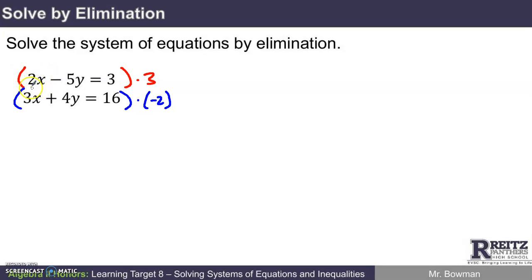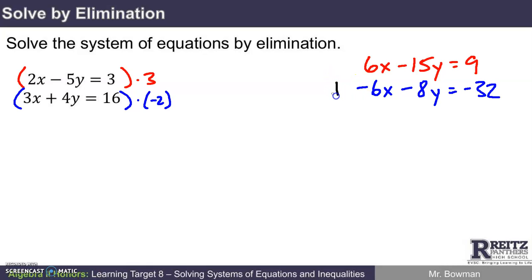That's going to give me 6x on top, and it's going to give me negative 6x on bottom. And I should be able to cancel those out. You could also have done this by doing negative 3 here and positive 2 here. I think you also could have gotten rid of the y's by multiplying the top equation by 4 and the bottom by 5. There are a lot of ways to solve this problem, but let's do it. The top equation times 3 is going to give me 6x minus 15y equals 9. The bottom equation, if I multiply everything by negative 2, gives me negative 6x minus 8y equals negative 32.